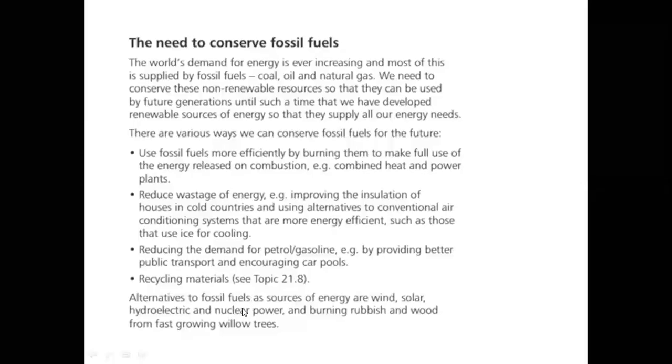We should also use alternative sources of energy instead of fossil fuel: wind, solar, hydroelectric, nuclear power, and burning rubbish and wood from fast growing trees. Okay, here we should use alternative sources of energy: wind, solar, right, and hydroelectric. Hydroelectric means the water that you are using for the production of electricity.